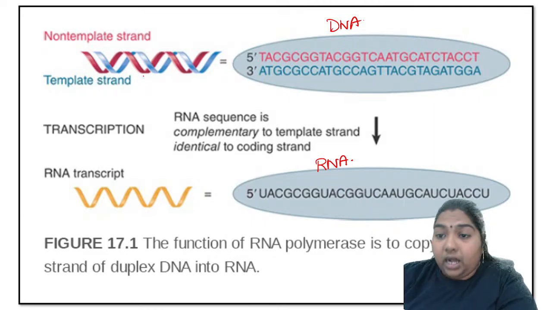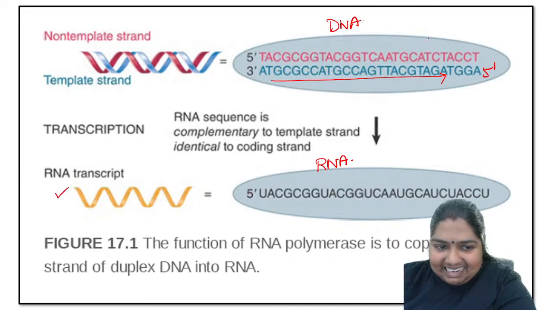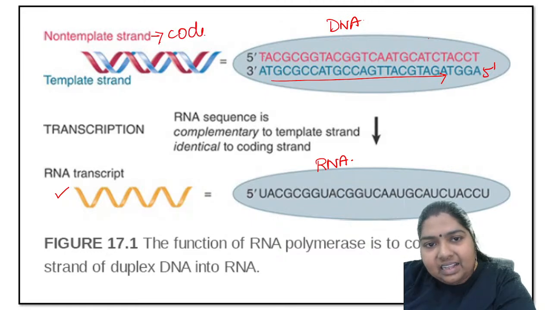Fantastic. So now you have two strands. So what is the template strand? Template strand is 3' to 5', and one more strand is 5' to 3'. Okay, right. So now you produce an RNA transcript. So this RNA transcript is exactly looking like your non-template strand. So this is what is called the coding strand.